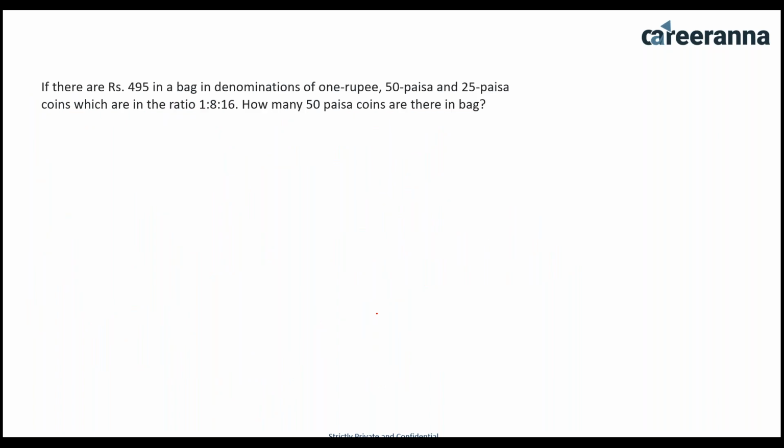Okay, second question. Guys, please read this question and solve it. If there are rupees 495 in a bag, denominations of 1 rupee, 50 paisa, 25 paisa coins, which are in ratio 1 is to 8 is to 16, how many 50 paisa coins are there in the bag? Very easy question, guys. Let me see how much time you guys take.